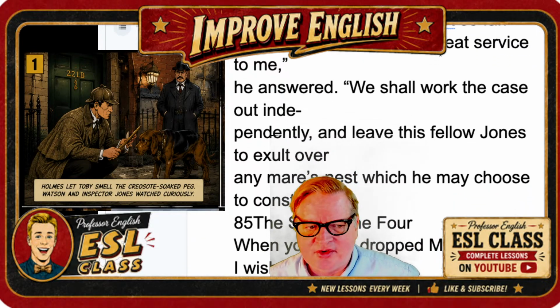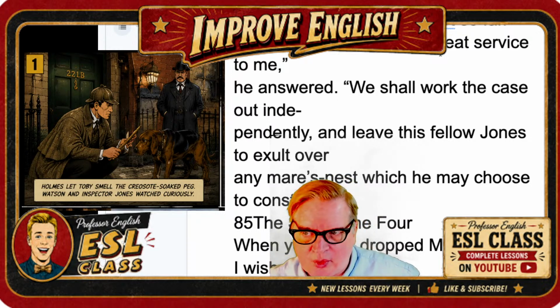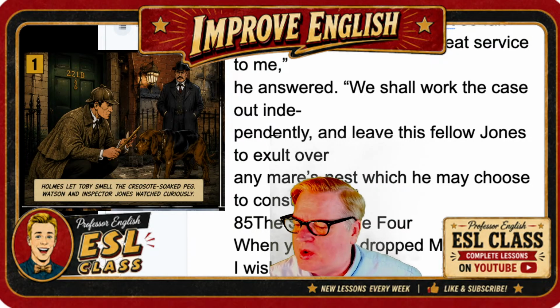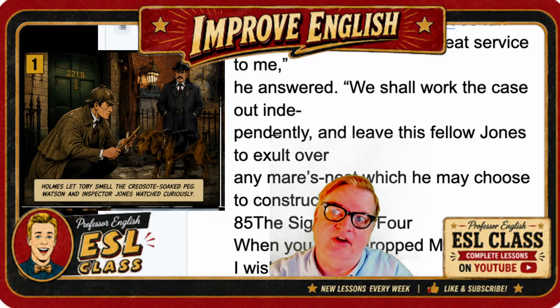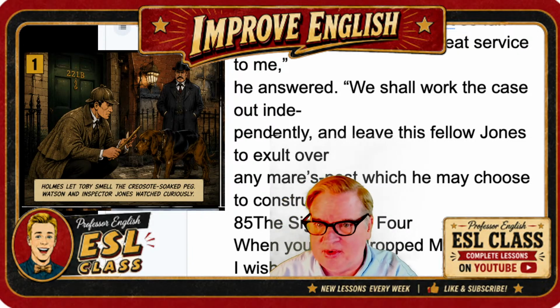So working out is a phrasal verb. That means like find the answer through work. If you work out a problem, you're finding the answer, but we also know that it's going to take some kind of work to do it. So we shall work the case out independently. You and me, Watson, we're going to work really hard and find the answer to this independently. We won't share our information with the police. We won't really cooperate with the police.